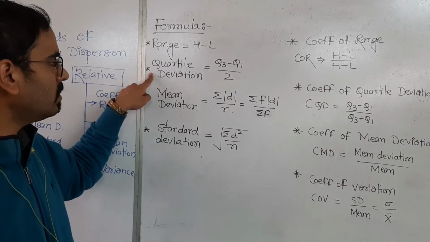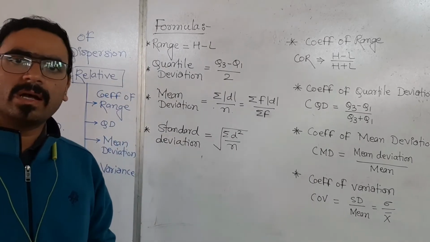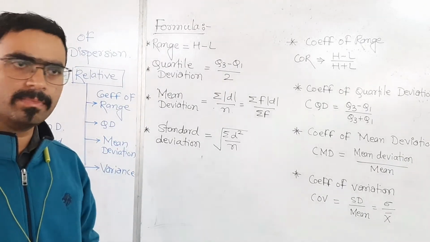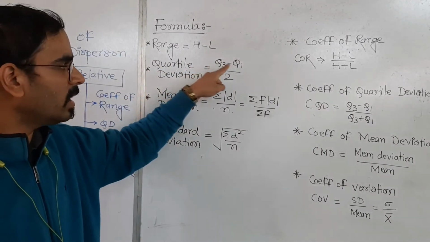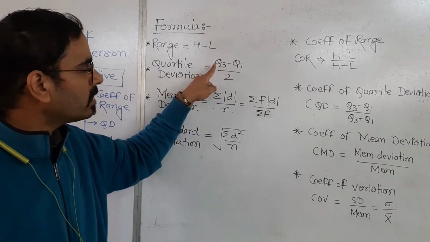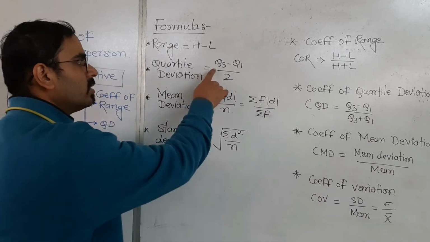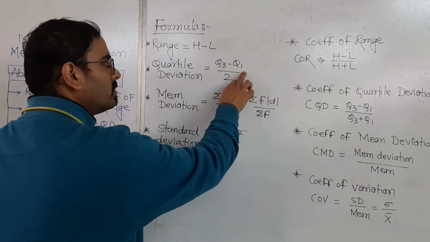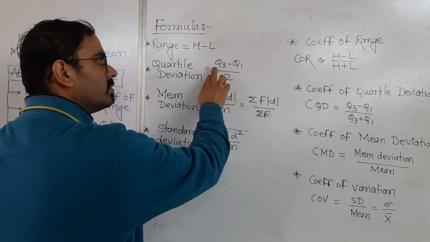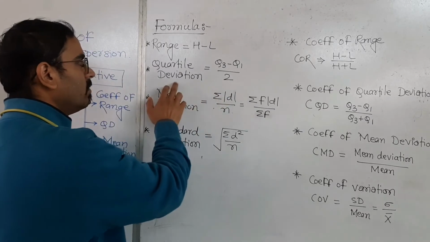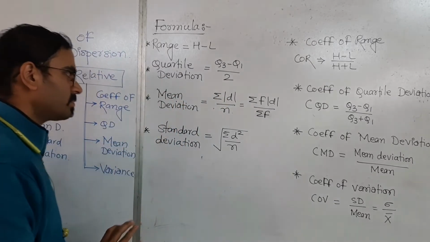And quartile deviation: each and every data has some quartiles. There are 4 quartiles in a particular data. So we have to calculate Q3 and Q1. After finding Q3 and Q1, we subtract Q1 from Q3 and divide by 2. Q3 is the third quartile and Q1 is the first quartile. The difference between the third quartile and the first quartile divided by 2 gives the value of quartile deviation.